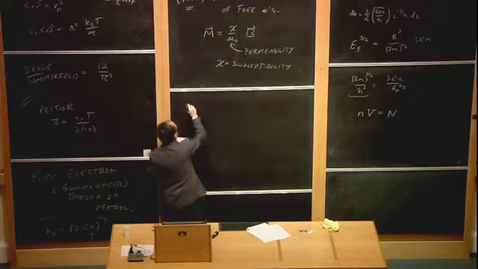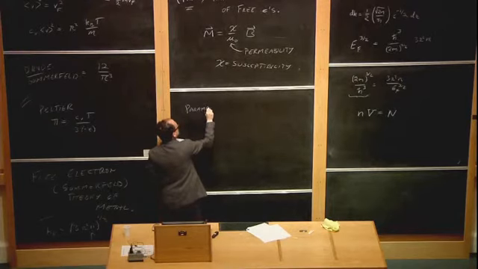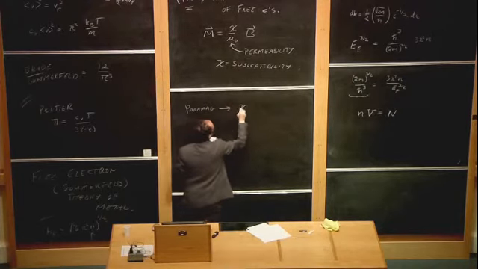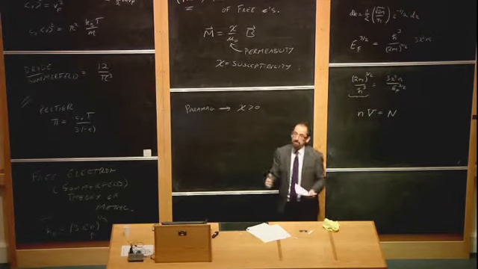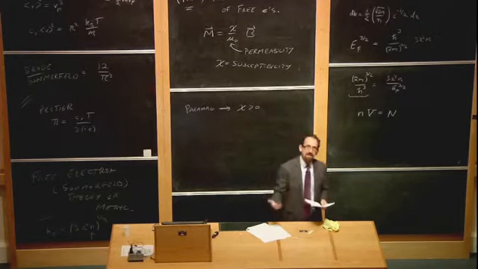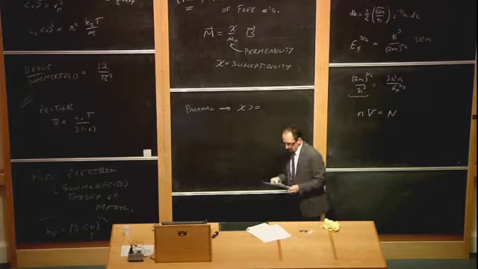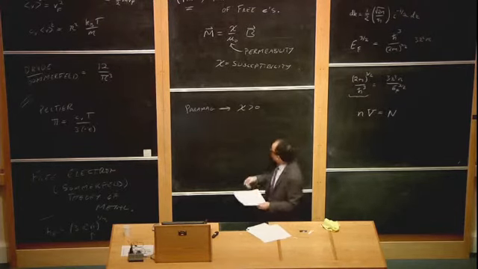Paramagnetism means chi is greater than 0. So in other words, you apply a magnetic field to the physical system, and it develops a magnetization in the same direction as the field that you applied. So how are we going to address this?